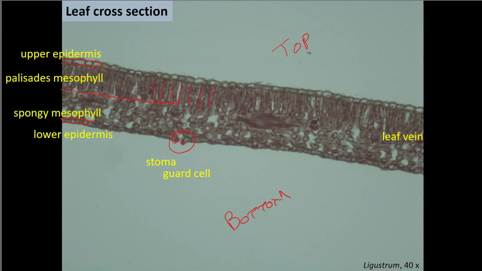But what about the spongy mesophyll? Does it not also make sugars? Yeah, it does. It goes through the process of photosynthesis. It's also going to have chlorophyll. So both of these have chlorophyll. The leaf itself is a photosynthesis machine.